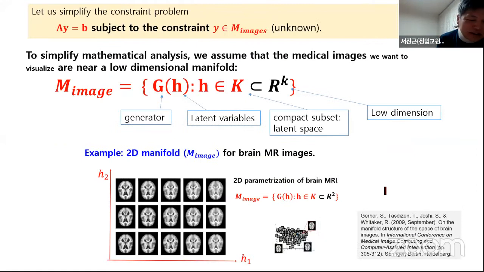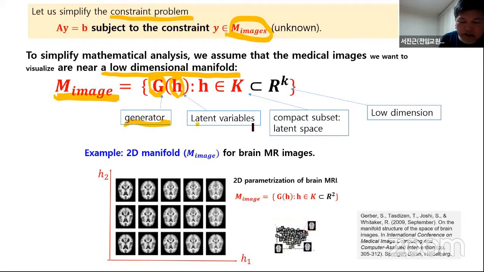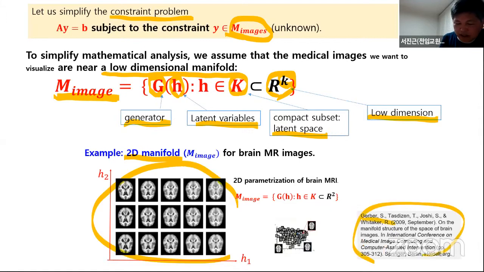Okay, let us simplify the constrained problem. This manifold is actually unknown. To simplify the mathematical analysis, we assume that the medical image we want to visualize lies near a low-dimensional manifold. Here, this is a manifold, and G is a generator, H is a latent variable, and K is a compact subset of the latent space. We assume K is low dimensional, much smaller than the pixels of the image. This is an example, and this person did that. This is only a two-dimensional manifold, and they produce brain MR images.